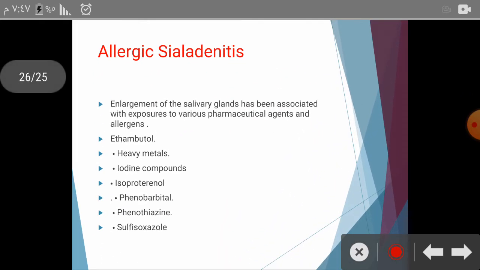Allergic sialadenitis: enlargement of the salivary gland has been associated with exposure to various pharmaceutical agents and allergens like heavy metals and iron compounds.